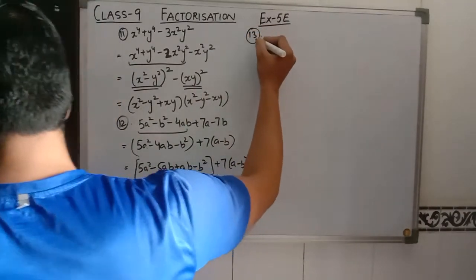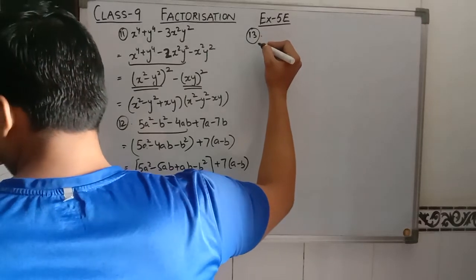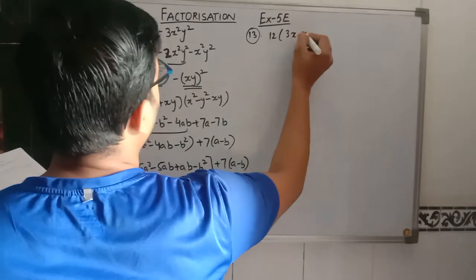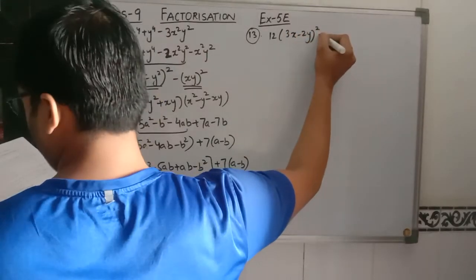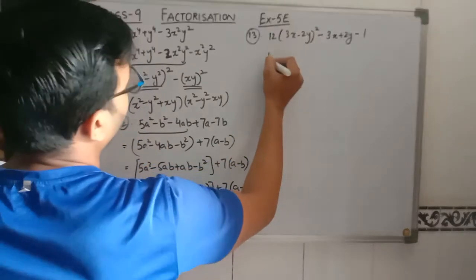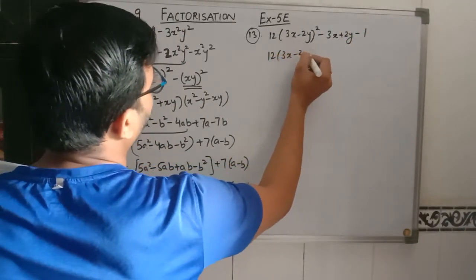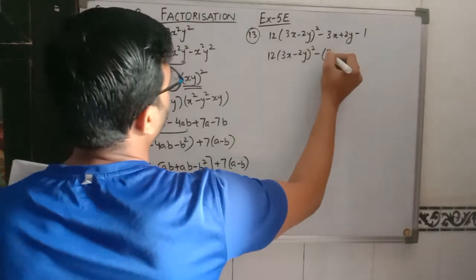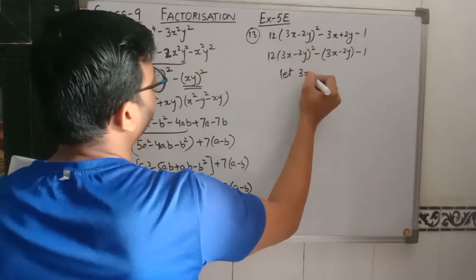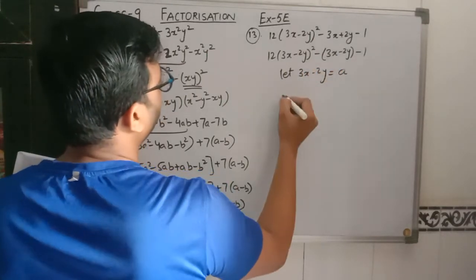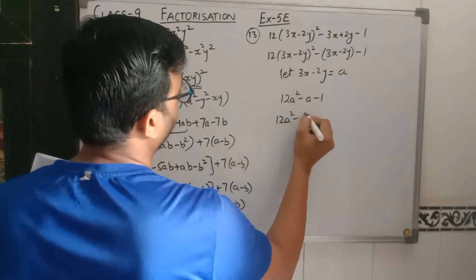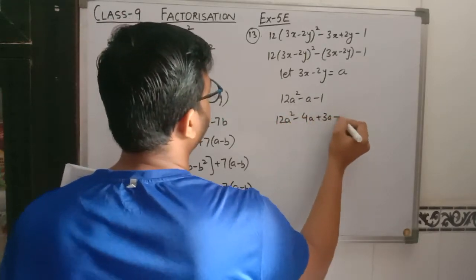Now we are coming to the next question, question number 13. Question number 13 is saying 12 into (3x minus 2y) whole square minus (3x plus 2y) minus 1. So first of all, the first term can be written as it is. Now you can take minus as common, so 3x minus 2y it will become minus 1. Now you have to consider 3x minus 2y is equal to a. The question will become 12a square minus a minus 1. Now just break it: 12a square minus 4a plus 3a minus 1.